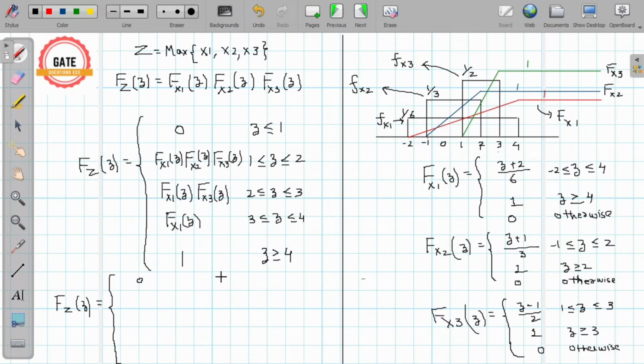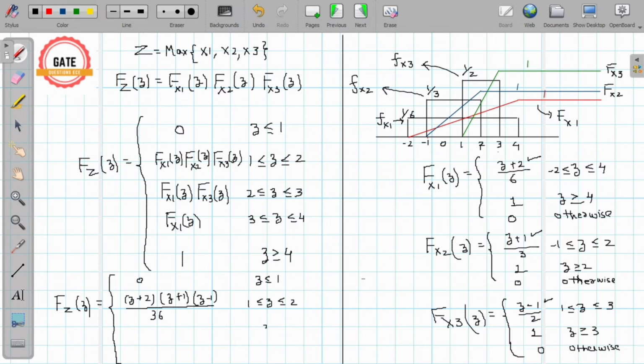so it will be 0 for z less than or equal to 1. And in the range 1 to 2, the CDF of x1 will have this expression. Similarly, the CDF of x2 will have this expression and the CDF of x3 will have this expression. The CDF of z will be (z plus 2) times (z plus 1) times (z minus 1) divided by 36. So that is the expression for the CDF in the range 1 to 2.